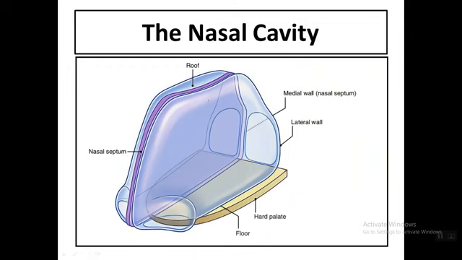The nasal cavity is divided into two halves, as we said, by the nasal septum into right and left halves. Each nasal cavity has a roof, floor, lateral wall, and medial wall. The medial wall is formed by the nasal septum.